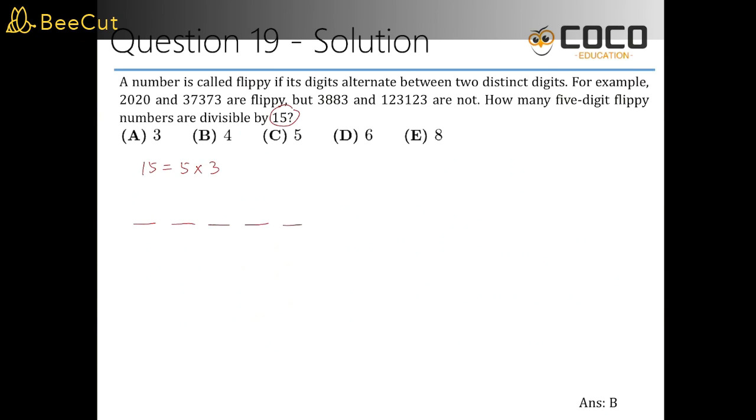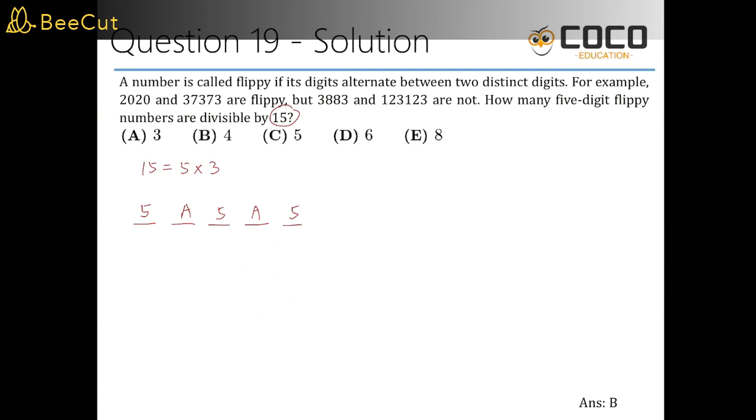the last digit is either 0 or 5. But in this case, it cannot be 0. If it's 0, the first digit is 0. So this is wrong. So the last digit can only be 5. This way is a multiple of 5. We let the two missing digits be A.